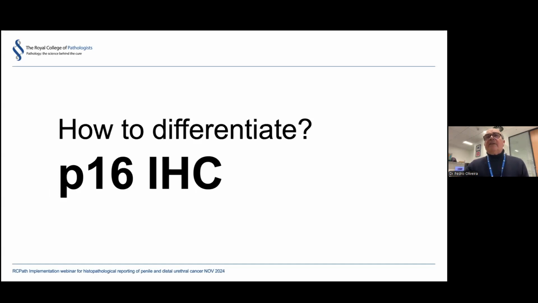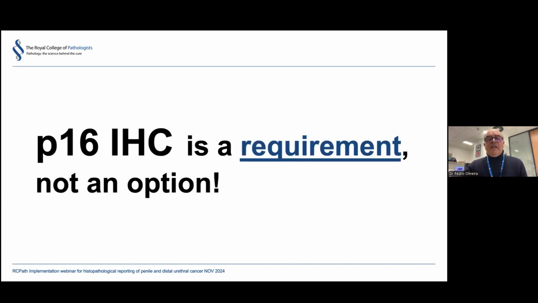And for that to be achieved, to be precise in terms of the classification, there is a thing that we all need to do, which is P16 immunohistochemistry. And the reason why we choose to do the P16 immunohistochemistry is not because it identifies the ones who are definitely with the virus, it's because it's the best method that we have so far to discriminate between the two carcinogenesis models. It's not perfect, but it's the best one.